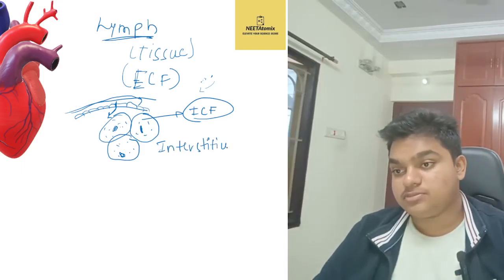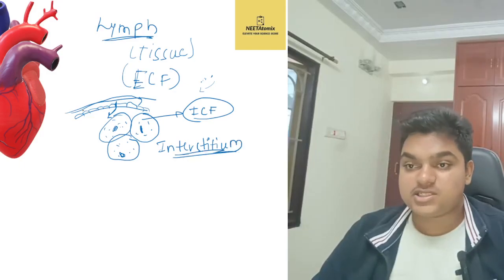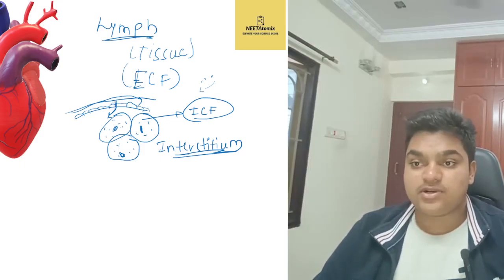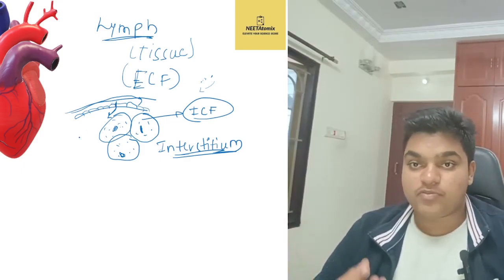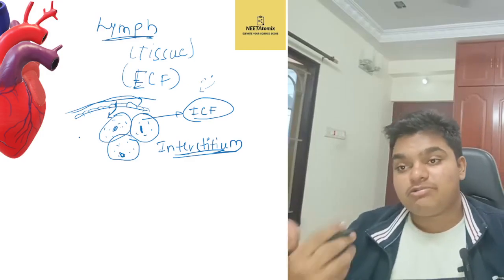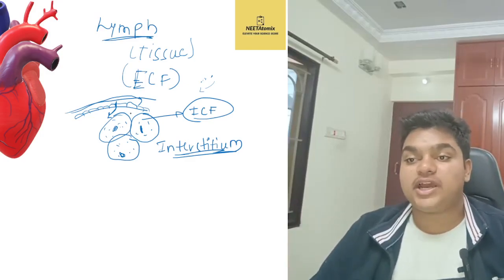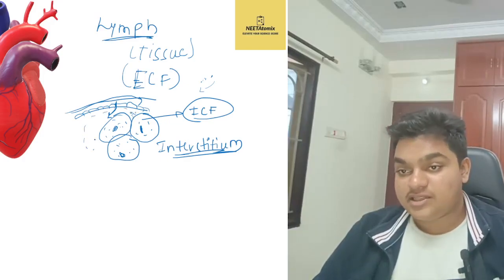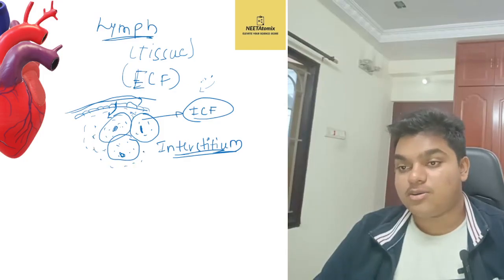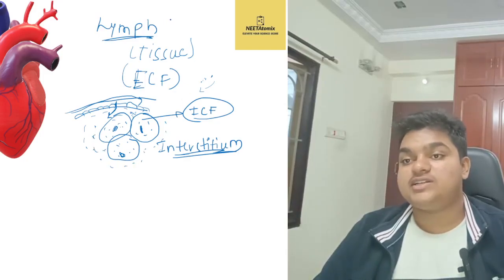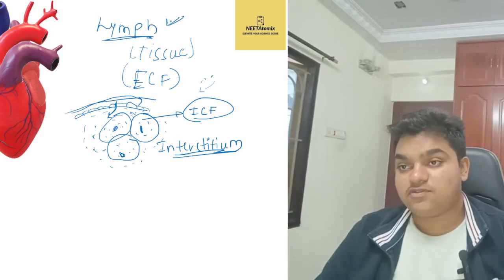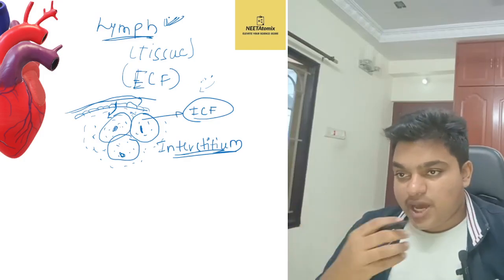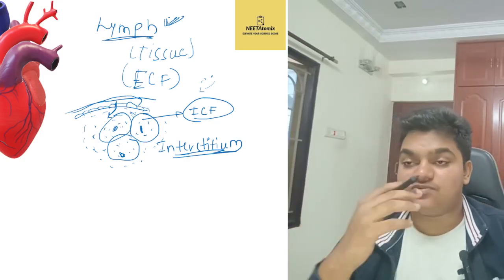Into this interstitium, the fluid oozes out from the blood capillaries. When this oozes out, this forms your extracellular fluid, and this extracellular fluid which is formed collectively is called lymph.